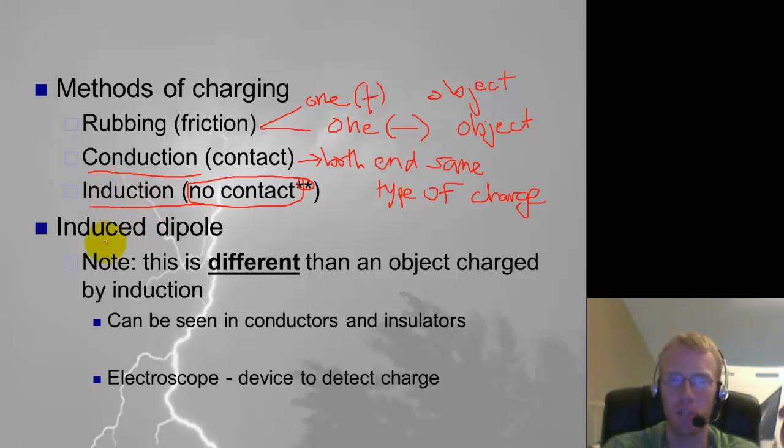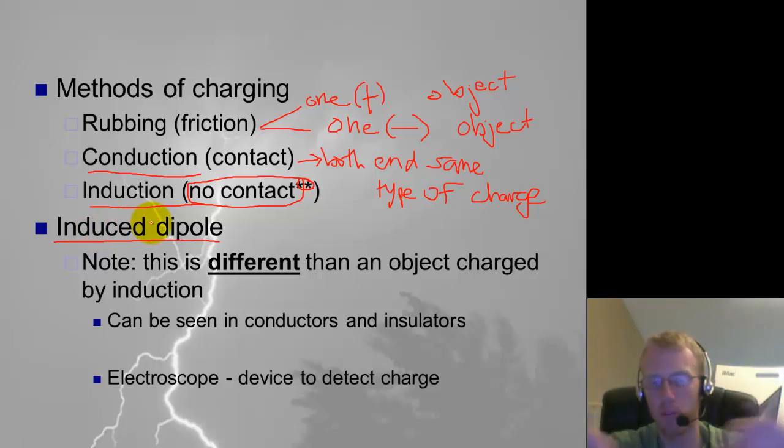And coupled with charging by induction is this idea of an induced dipole. Okay, so an induced dipole means induced means to cause something to happen, and a dipole means that you have two separate poles, which means the charges have been separated. So positive is on one side and negative is on the other side. And this can be seen in conductors or insulators, and an electroscope is a good example of how or when this would occur.